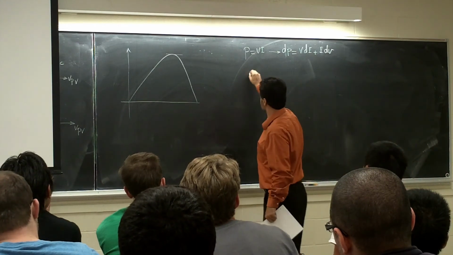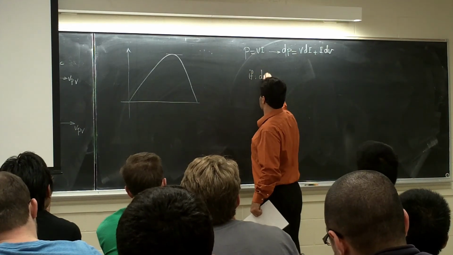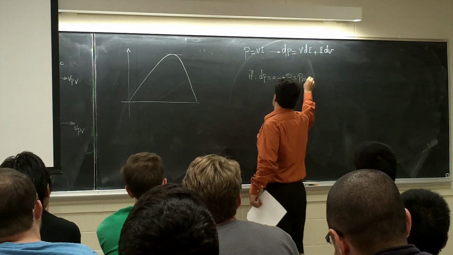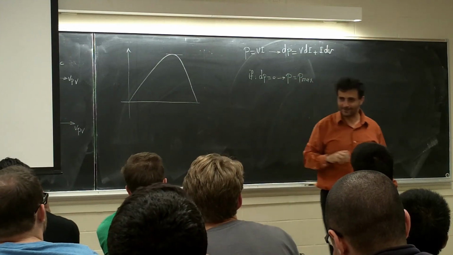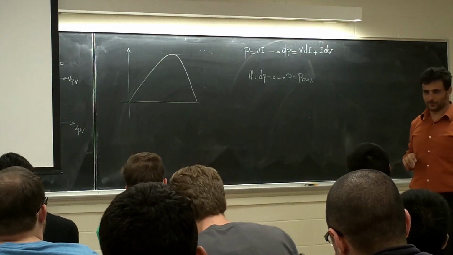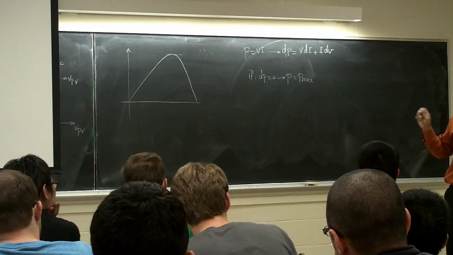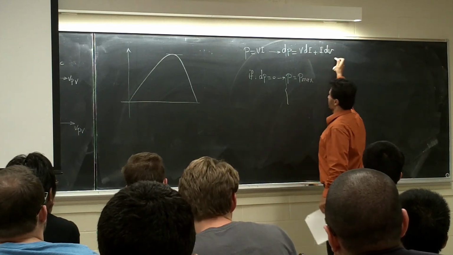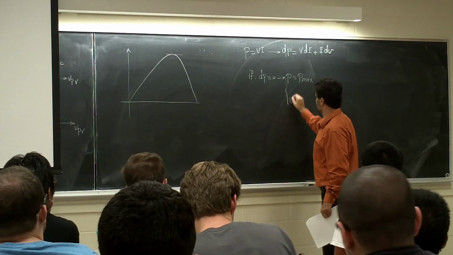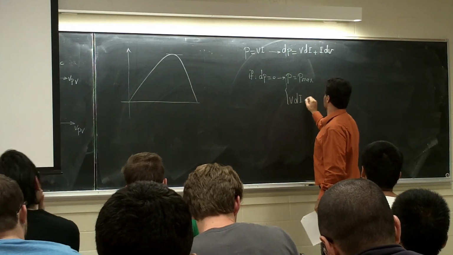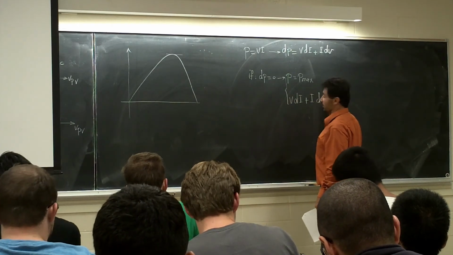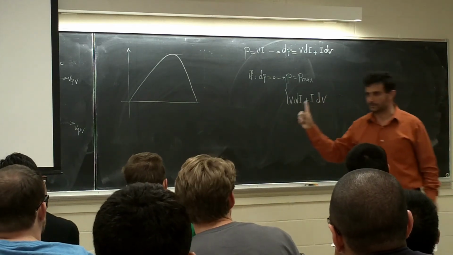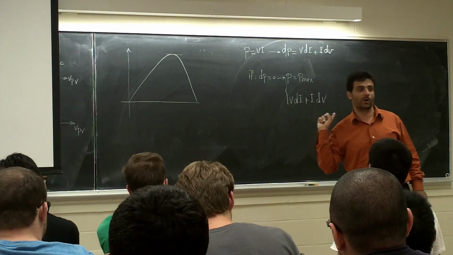If dP is equal to 0, it means P is equal to P max, right? If dP is equal to 0, it means we are there. So what else does it mean? V dI plus I dV is equal to 0, right? This is a smarter method, you know. That one is kind of a little bit dumb method, you know. You just change that one and you look at what's happening. But this is a smarter method, I'll tell you.